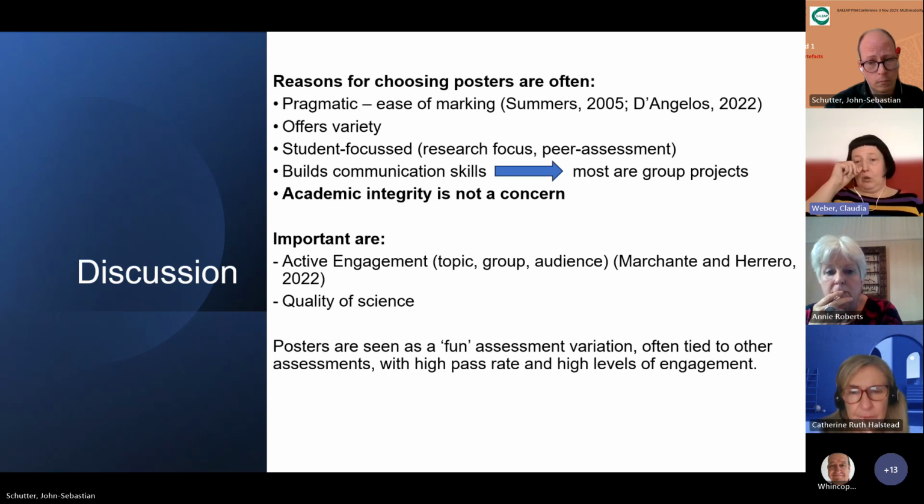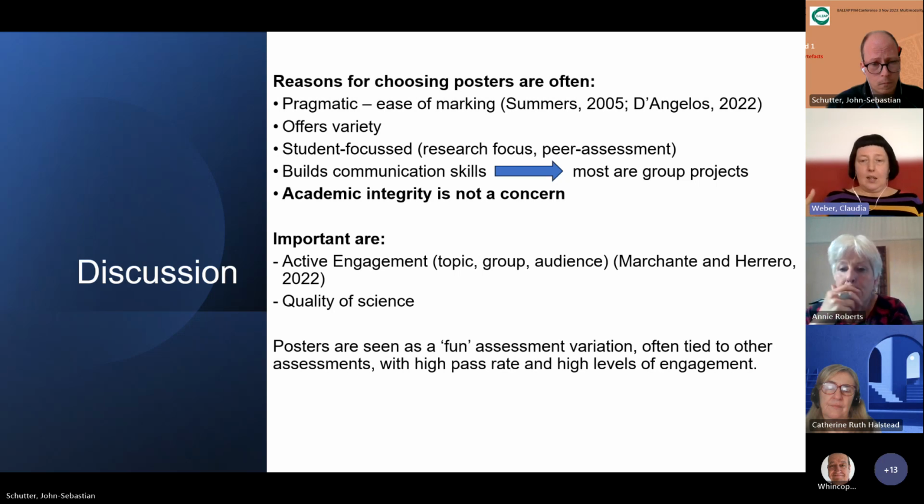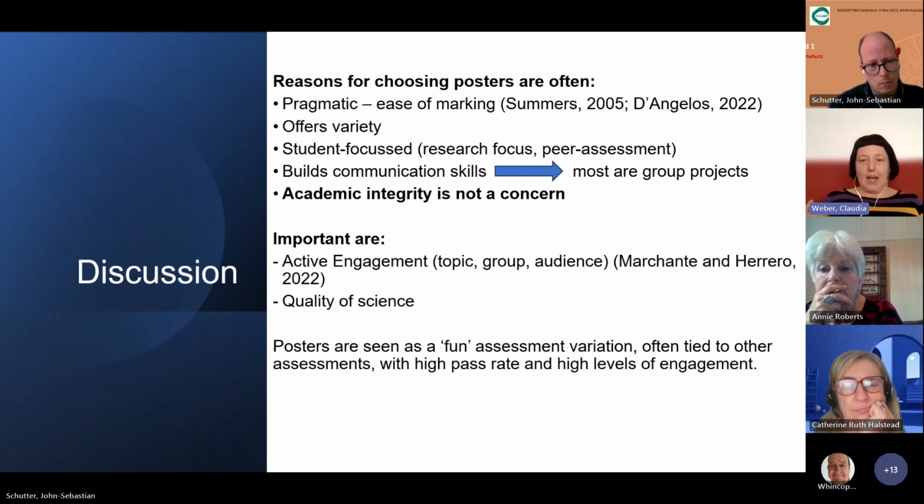So what lecturers tend to look for is active engagement. As long as students engaged with the topic and showed good quality science, as long as they engaged with the group, if it was a group assignment, and then engaged with the audience, they did very well in that assessment. And the overwhelming feedback was also very positive. So engagement was important, the active participation, so the active learning.